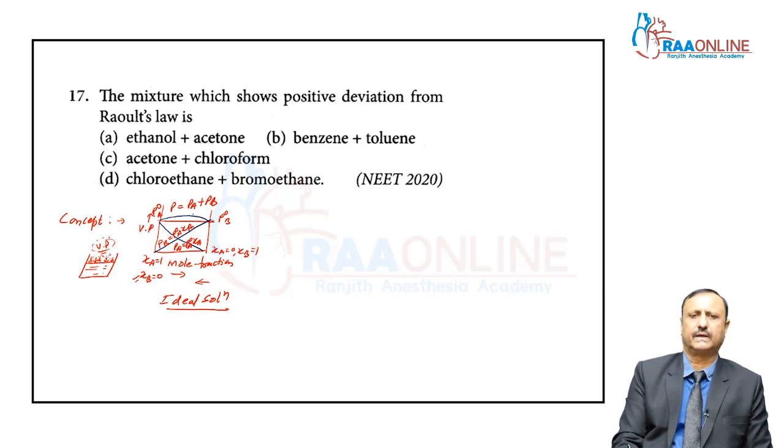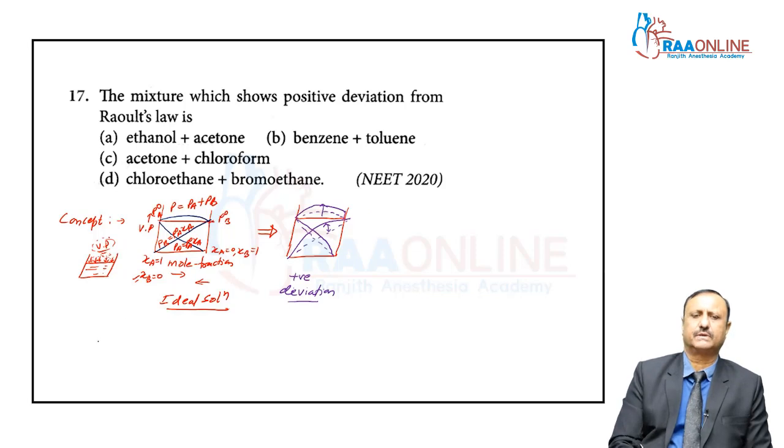Here in an ideal solution, you get this type of graph, but in positive and negative deviation, let us see the positive deviation. Here, my dear students, in positive deviation, the vapor pressure is higher and your graph is present in this way. Positive deviation means your graph is increased from this normal straight line. For positive deviation, your graph is present in this way.